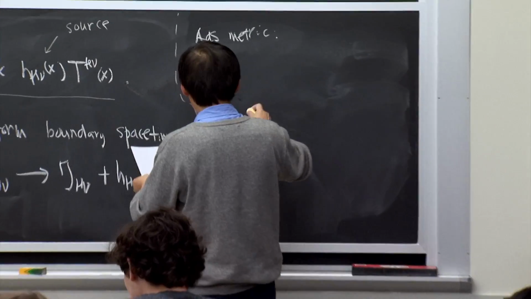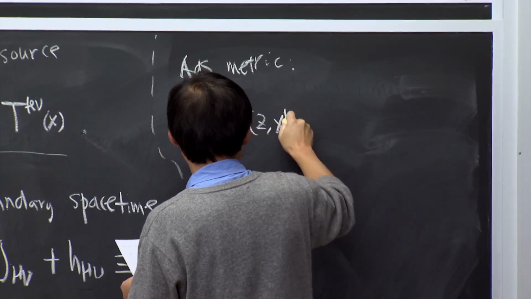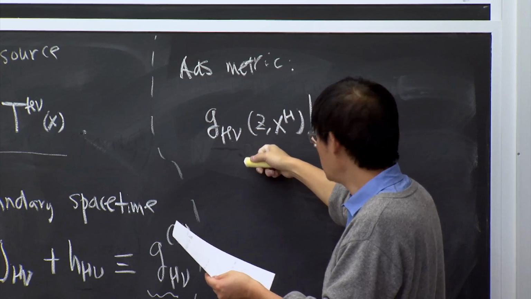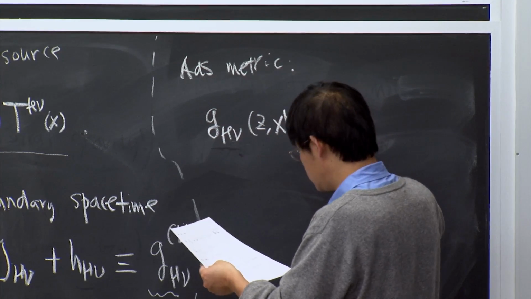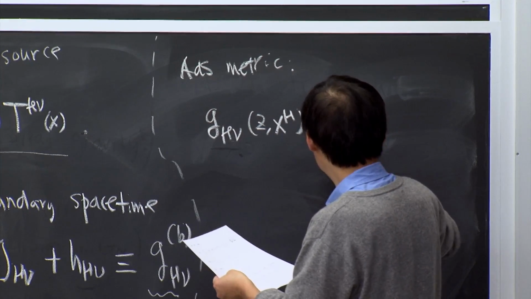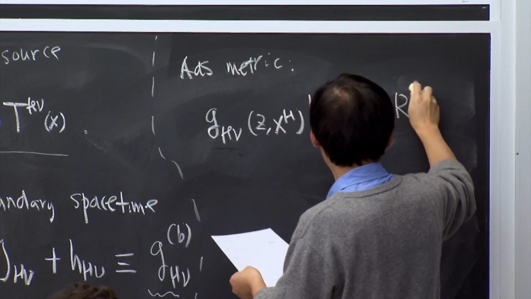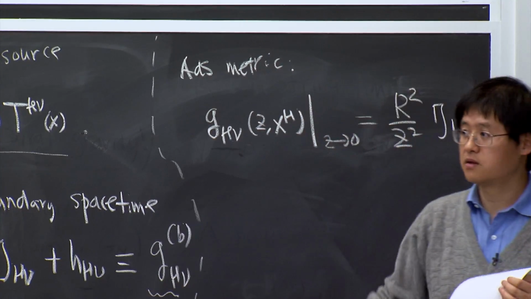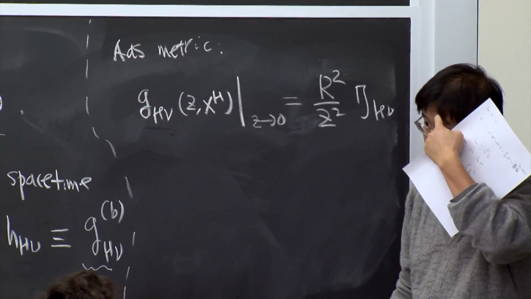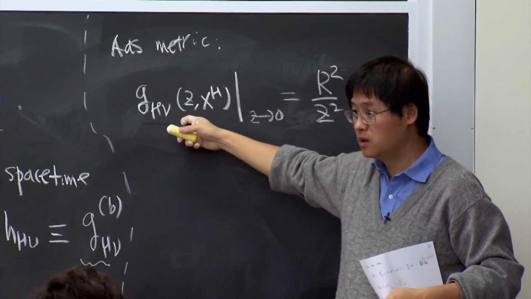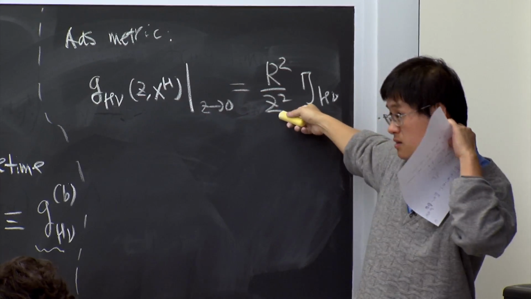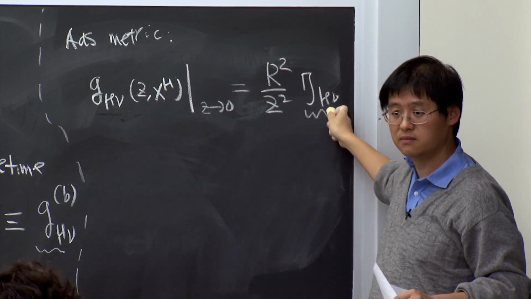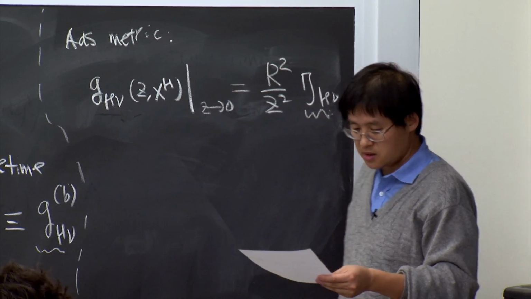The boundary value of this metric component, evaluated at z equal to 0, is equal to R squared divided by z squared times eta_mu nu. That just comes from the AdS metric. This is the g_mu nu, and when you go to the boundary, it is just given by this. And this eta_mu nu we recognize as the boundary metric.